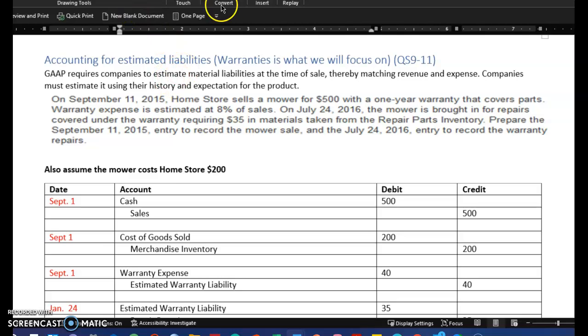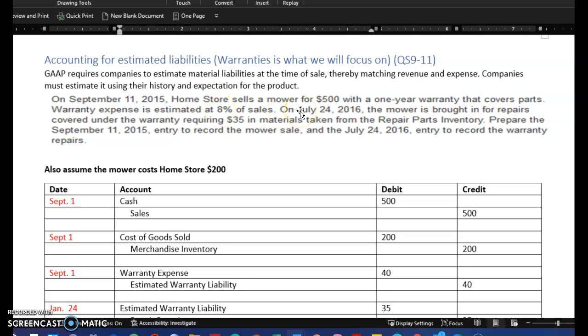So on September 11th, Home Store, we really know that's Home Depot probably, right? They just changed it. Sells a mower for $500 with a 1-year warranty that covers parts. Warranty expense is expected to be 8% of sales.